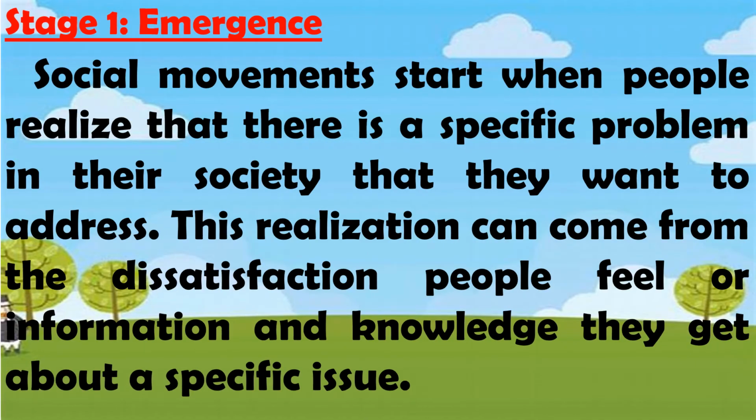Stage 1 or emergence. Social movement starts when people realize that there is a specific problem in their society that they want to address. This realization can come from the dissatisfaction people feel or information and knowledge they get about a specific issue.